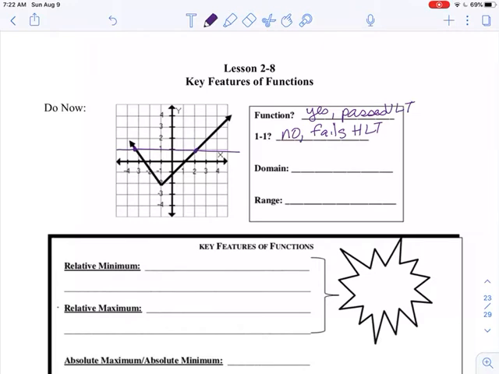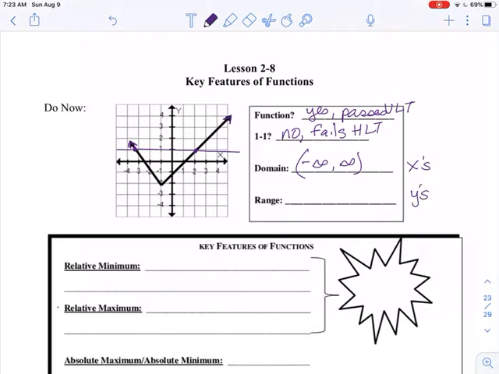My domain are my x's, all right? So looking at my x's, the furthermost left x, there's an arrow at the end of this, so it keeps on going forever, so that's going to be negative infinity. And the furthermost right x, again, there's an arrow, so it's going to be positive infinity.